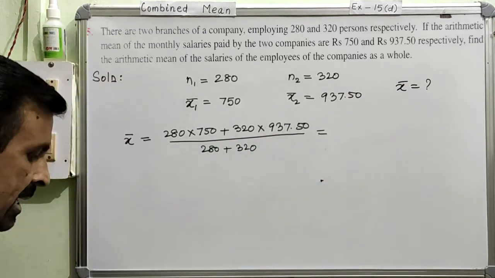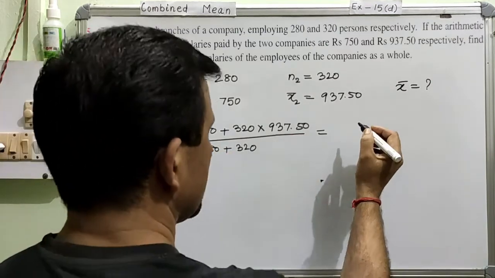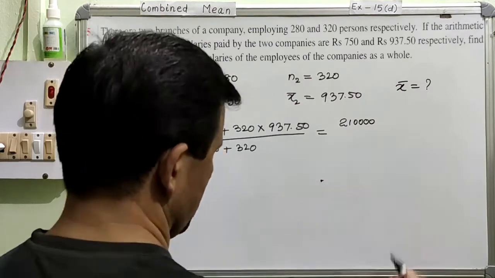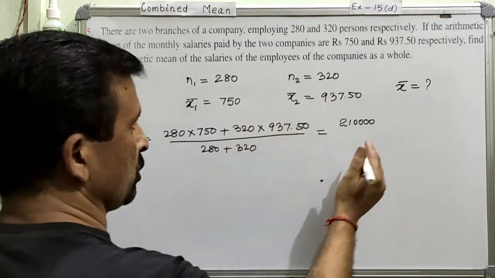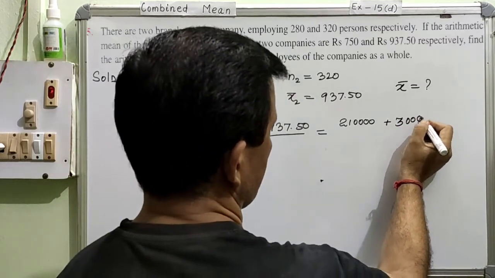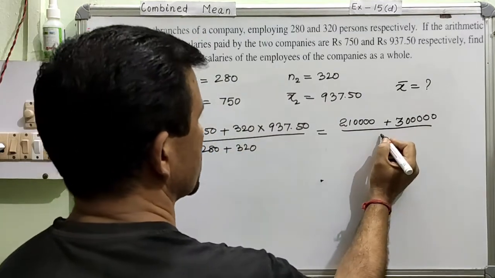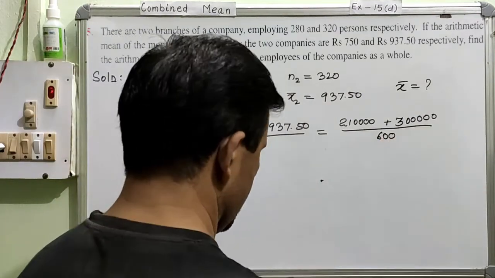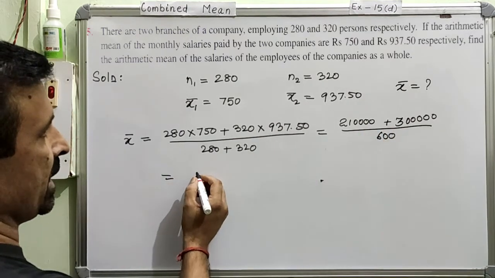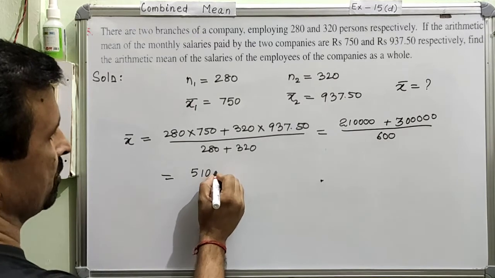Now let us multiply and get the result. So the product of 280 into 750 will be 2,10,000. Clear? And the product of these two will be 3 lakh. Divided by the sum of these two, 600. Is it okay? Now the numerator sum is 5 lakh 10,000.